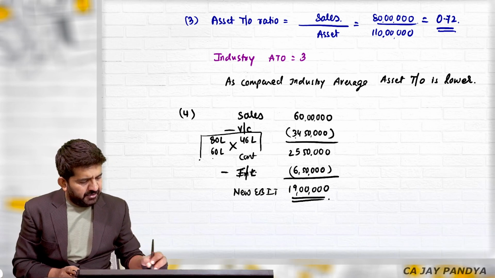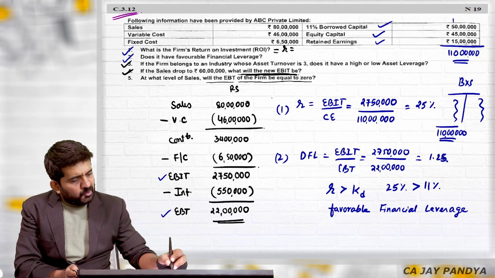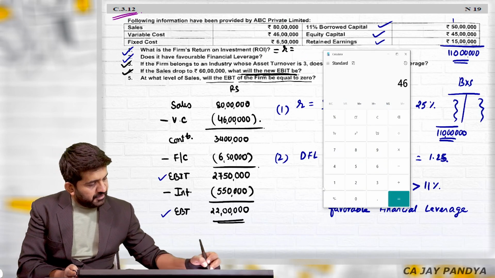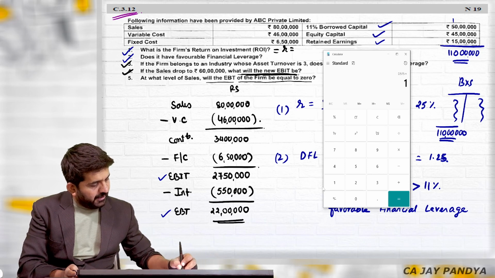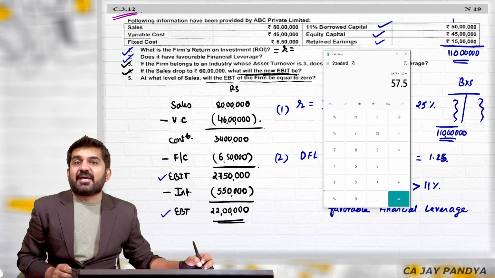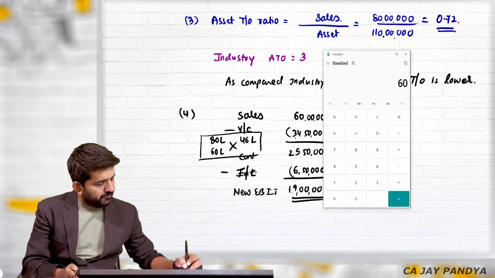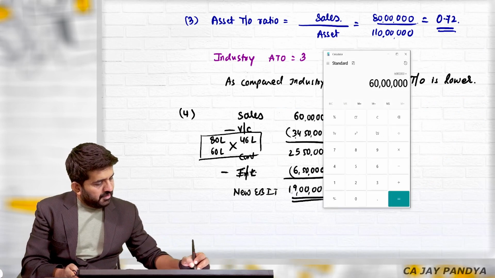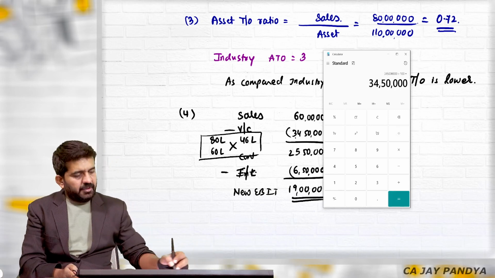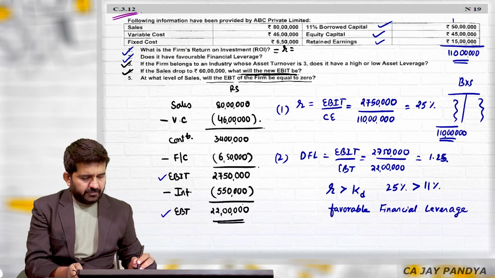Anyone who is having problem in this, they can find out first variable cost ratio. Variable cost ratio is 46 divided by 80 multiplied by 100, which is 57.5%. Now you can do this: 60 lakh multiplied by 57.5%. You will be getting same answer, which is 34 lakh 50,000 of variable cost. Then the answer is very simple.